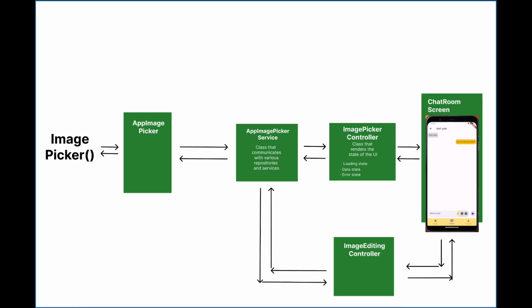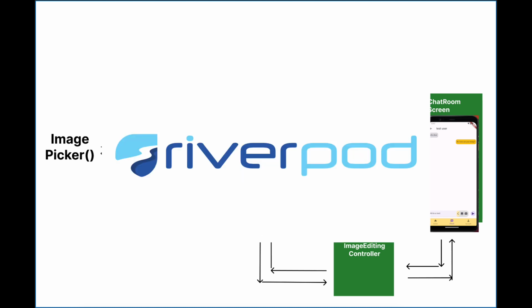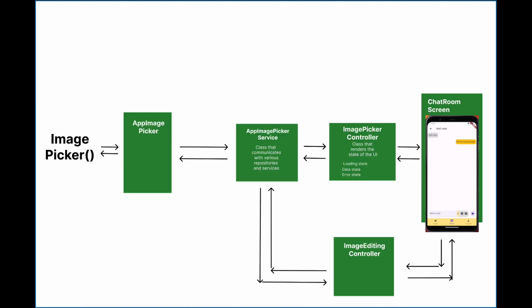Alright, now that we have a full understanding of how we'll structure our image picking system, let's get our hands dirty. Let's start with this AppImagePicker class. As a short reminder, here at joberTech, we use Riverpod as our state management solution. But if you have a preferred state management solution of your own, then the architectural insights for this tutorial will still be valuable.